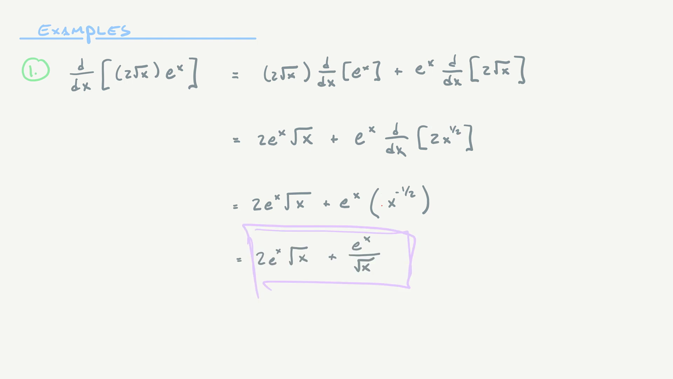So here we go. We get 2e^x root x plus e^x divided by the root of x. And I think there's an argument to be made that maybe you want to leave it here, but sometimes you don't want to write expressions with negative exponents.